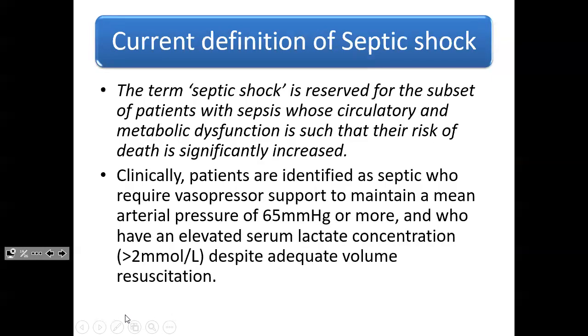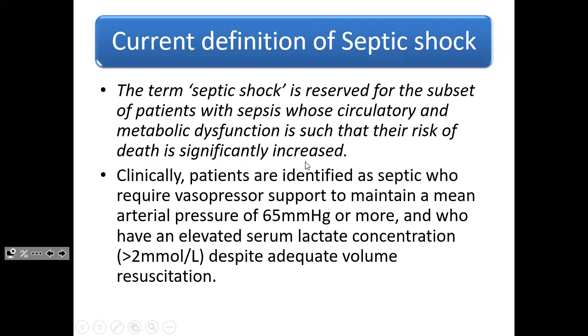Okay, moving on. Now the definition that I showed you previously was for sepsis. That is known as the sepsis 3 definition. This is for septic shock. These two things are slightly different. Sepsis is bacterial infection plus organ damage which is happening. Septic shock is reserved for the patients with sepsis whose circulatory and metabolic dysfunction is such that their risk of death is significantly increased. So this is the current definition of septic shock.